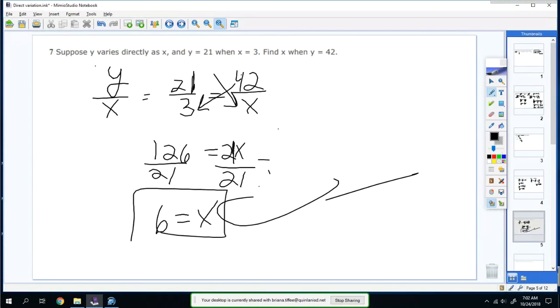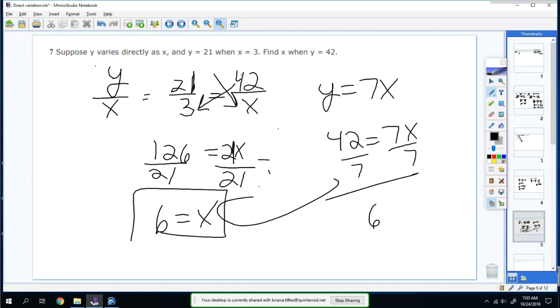Or you could write in the equation where you got y is equal to 7x, and then you plug it in. So you do 42 is equal to 7x, divide by 7, you get 6 equals x.